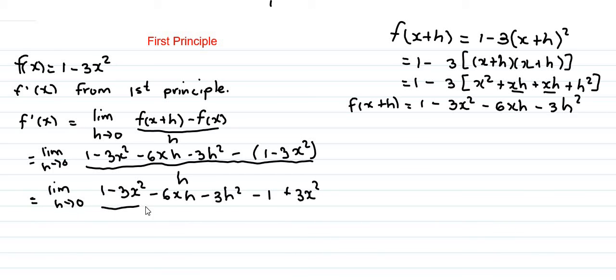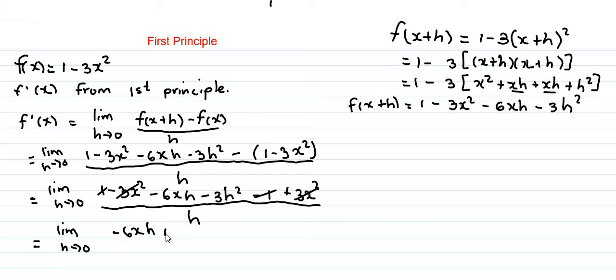And then we divide by h. So we see that the 1 and the minus 1 cancel, the negative 3x squared and the 3x squared also cancel. And then after this cancellation we are left with only the terms that have h. So again we write our limit, then we are left with negative 6xh plus 3h squared, divide by h.